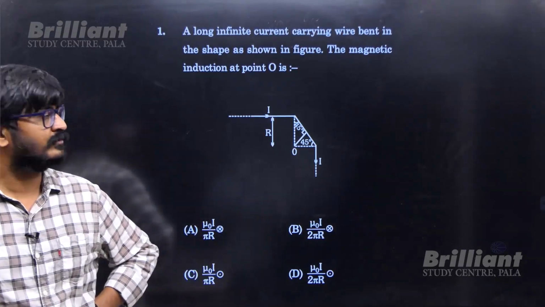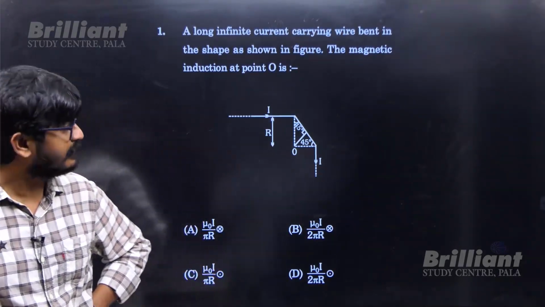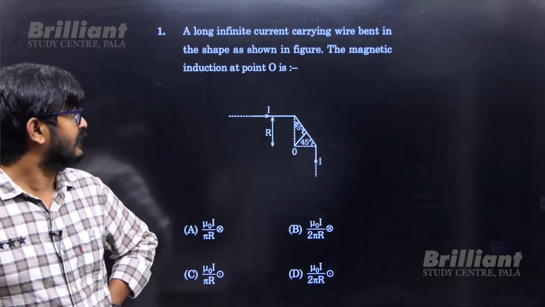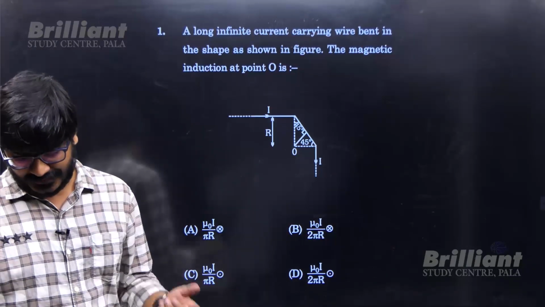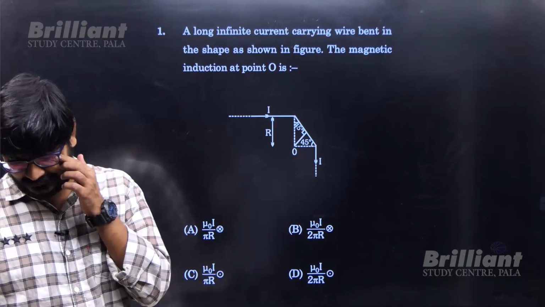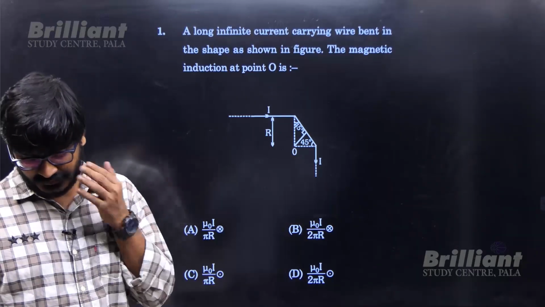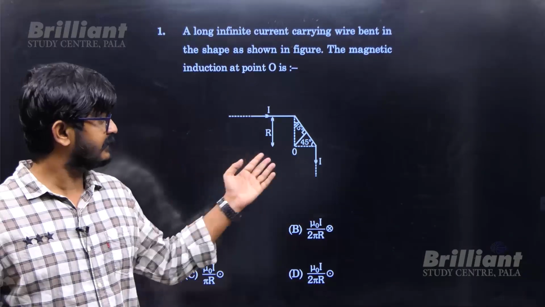Hi kids, now we'll be going with this paper discussion. You can look at the first question. You can see the figure, and the question was: a long infinite current carrying wire is bent in the shape as shown in the figure. So you need to find what is the magnetic field induction at point O.